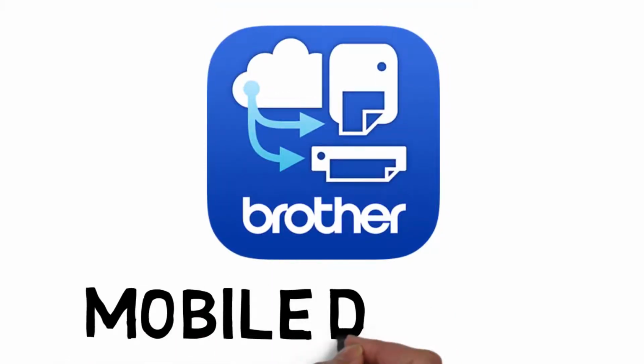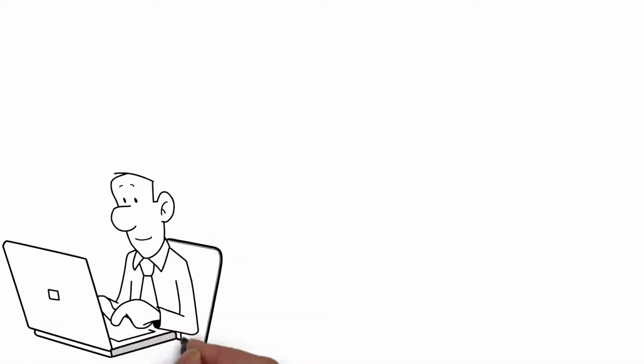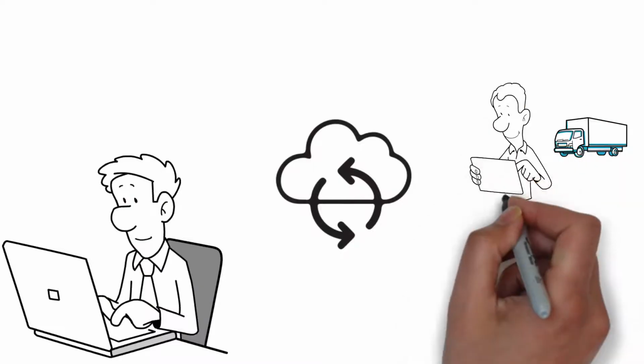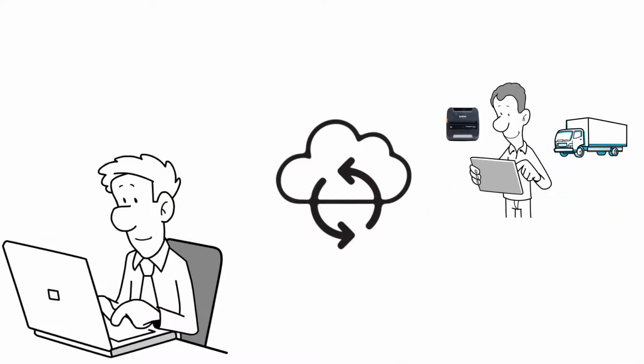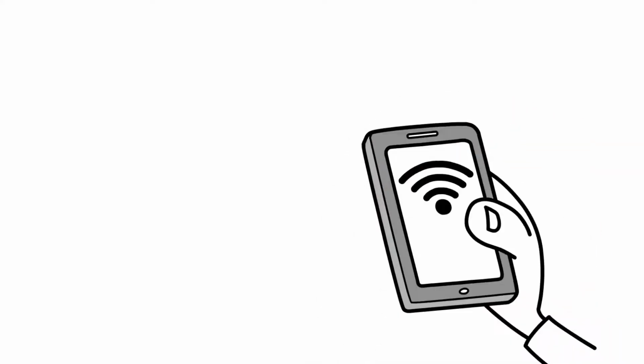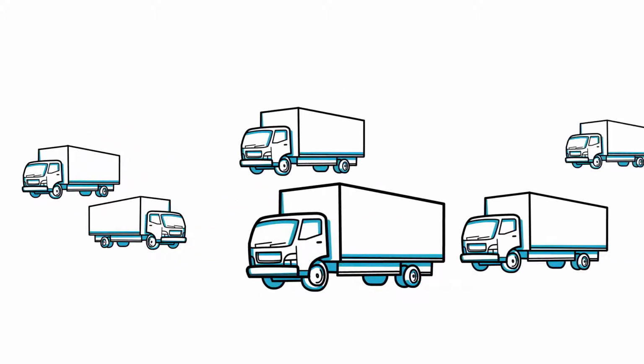Introducing Mobile Deploy, another market first from Brother Mobile Solutions. With this new app, companies can now maintain and update their entire fleet of Brother Mobile printers simultaneously. All your field operators need is a smart device with the Mobile Deploy app and a Brother Mobile printer. Now, field enterprises small and large can enjoy the key benefits of mobile device management.